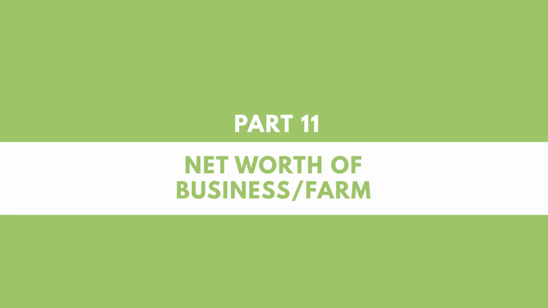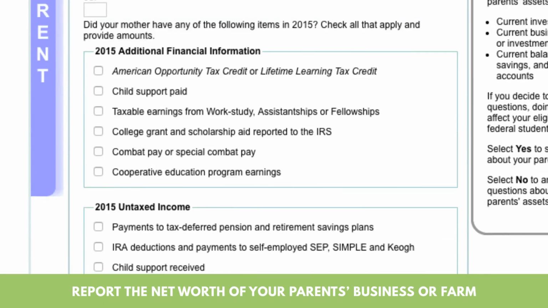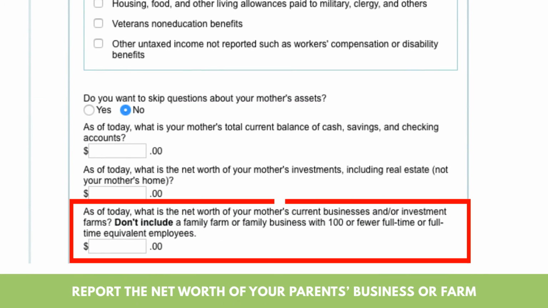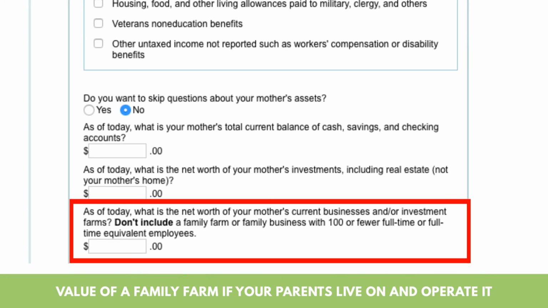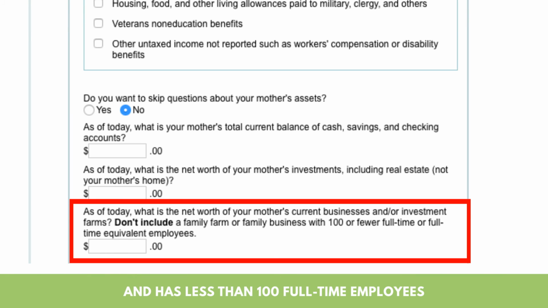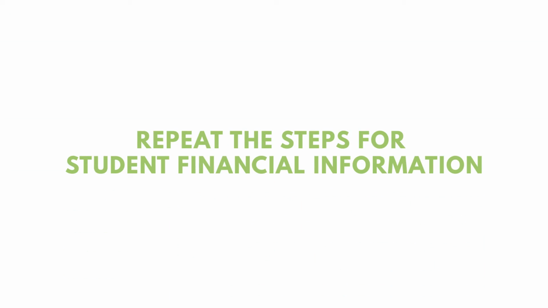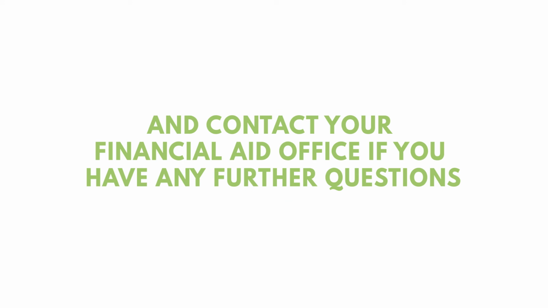Part 11. Net worth of business or farm. Report the net worth of your parents' business or farm. Do not include value of a family farm if your parents live on and operate it, value of business if it's owned and controlled by your parents and has less than 100 full-time employees. Repeat the steps for student financial information and contact your financial aid office if you have any further questions.